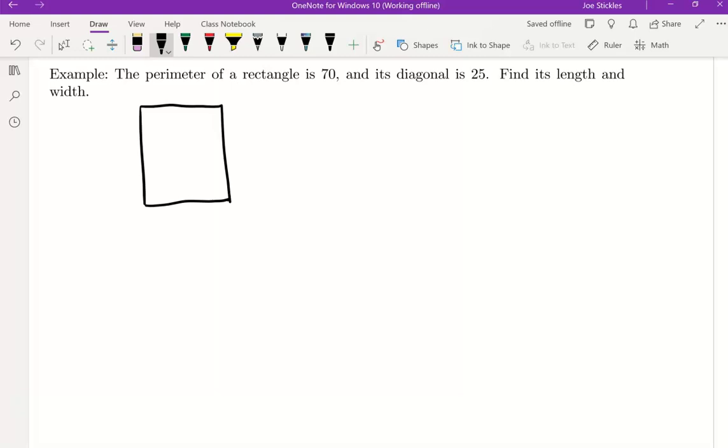So just to help out here, let's draw a picture of a rectangle. Doesn't really matter what the letters are. But since it says find length and width, I'll label one of them L and one of them W. You can label them X and Y if you want. You can use pictures of emojis if you want. Doesn't matter what the variables are, as long as you have two different symbols to represent the two different quantities.